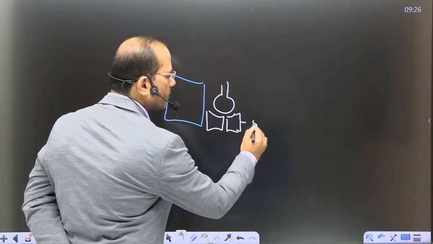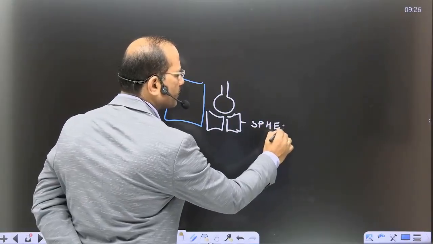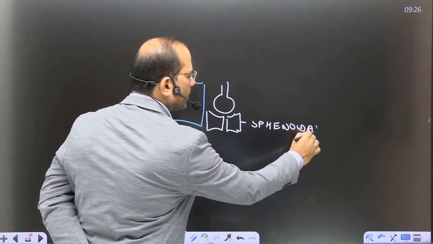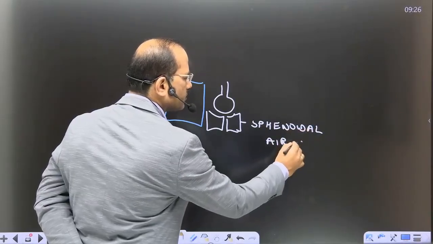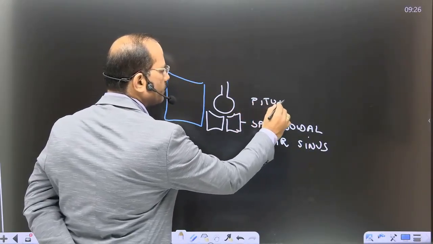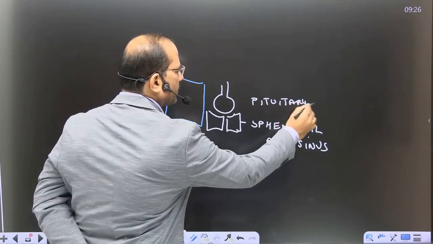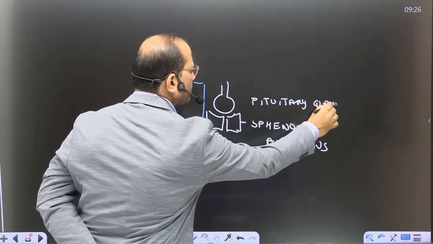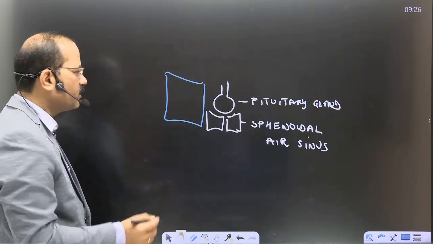This is what we call the sphenoidal air sinus. And what is this? That's the pituitary gland. Okay, so this becomes the medial relation of the cavernous sinus, medial relation.